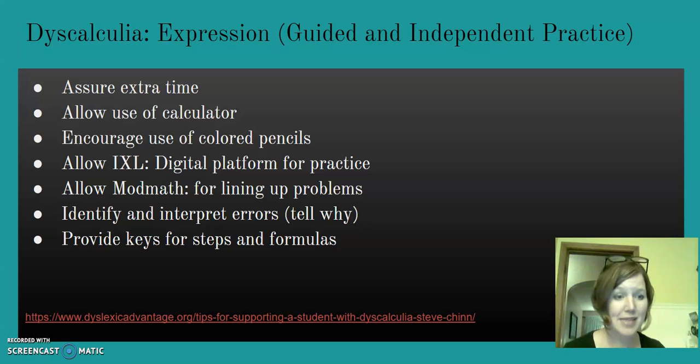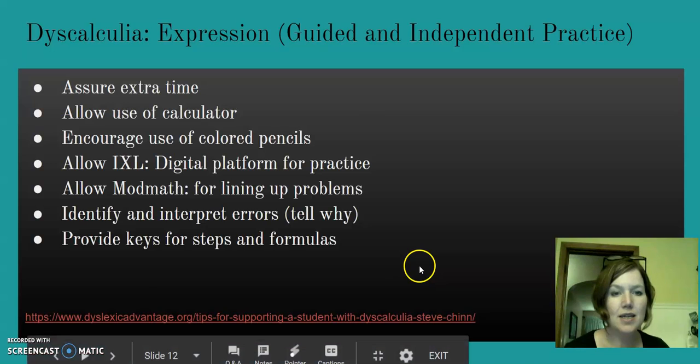Identify and interpret errors for the student during their practice time and explain why. They need to know the whys. And then provide keys for steps and formulas. Again, if they're just needing to be able to use a formula, but their working memory is causing it to take a long time to memorize the formula, give them the formula and make sure they can apply it.